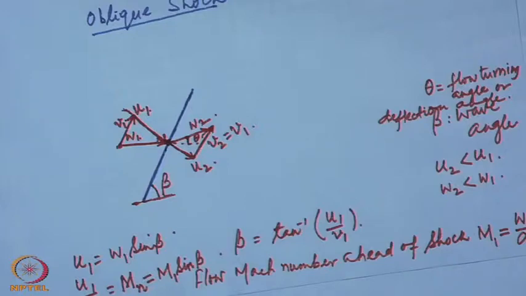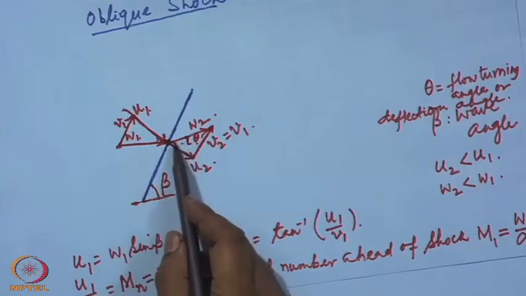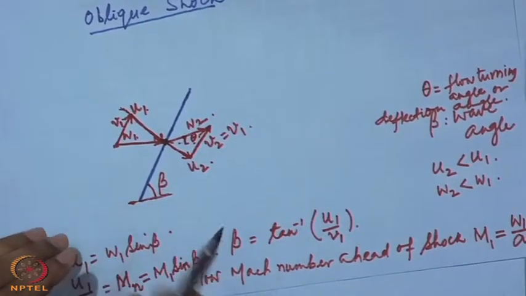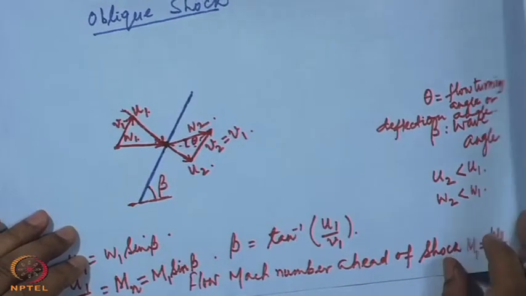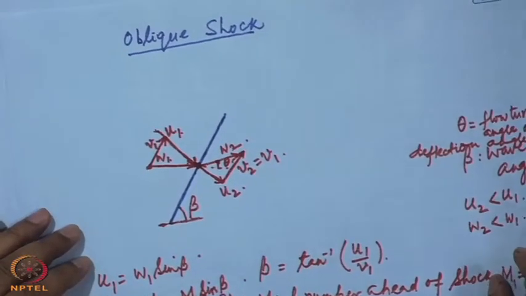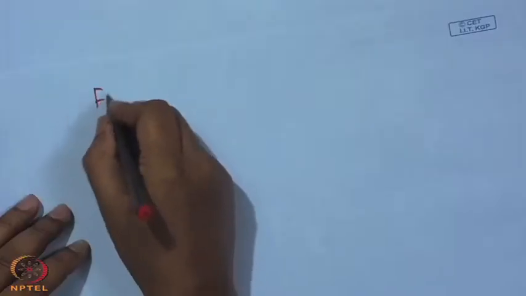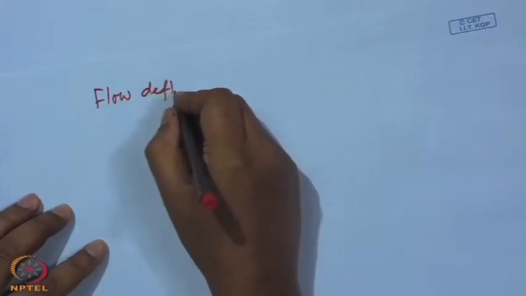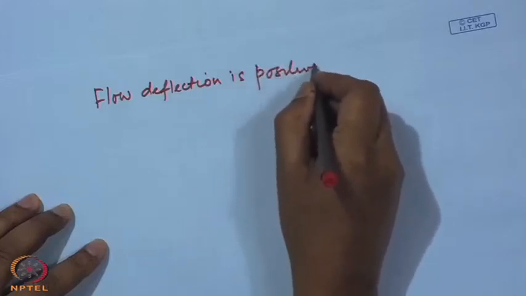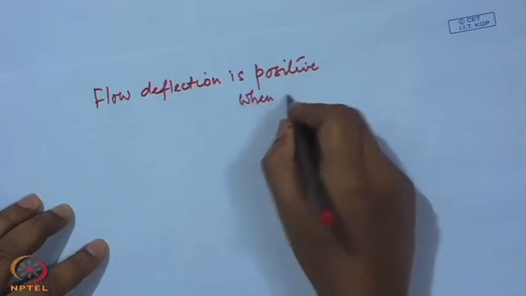And also you can see that W2, or the flow velocity after the shock, turns towards the shock, and this is what is usually called the positive turn, that is where the flow is turning towards the shock, as here in this case the deflection is positive, that is flow deflection is positive when it turns towards the shock.